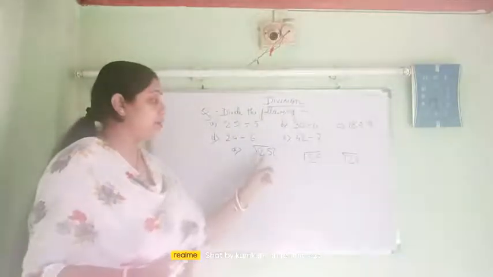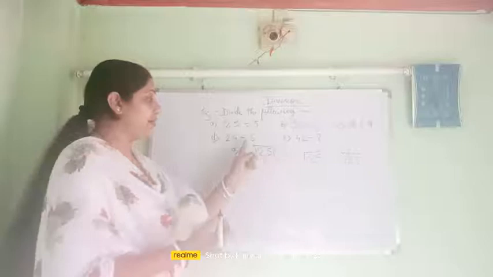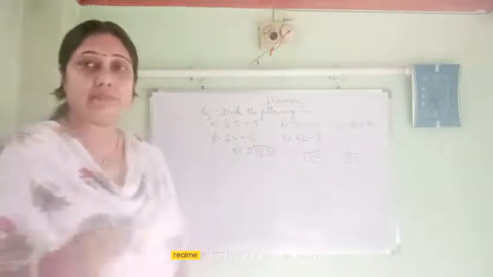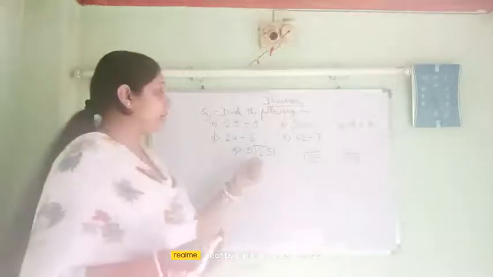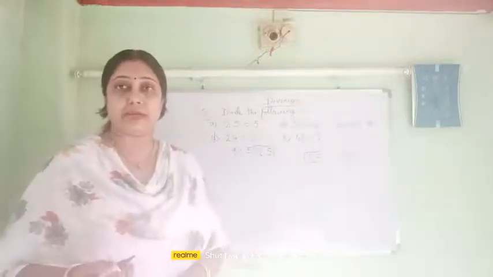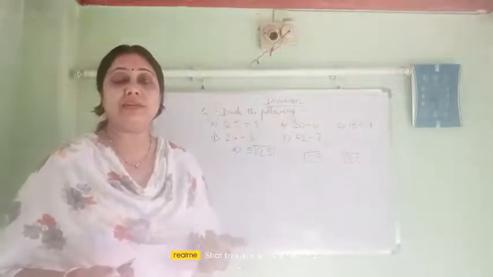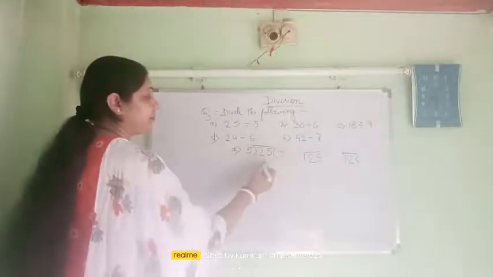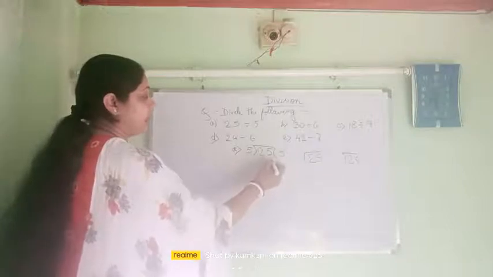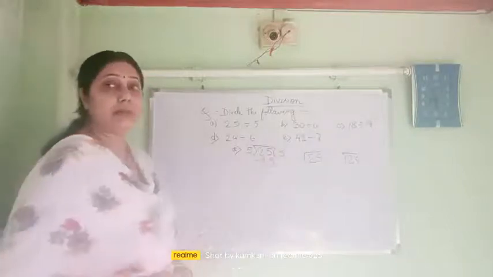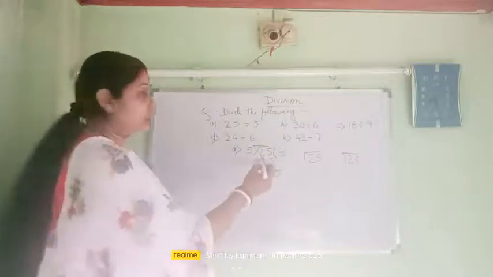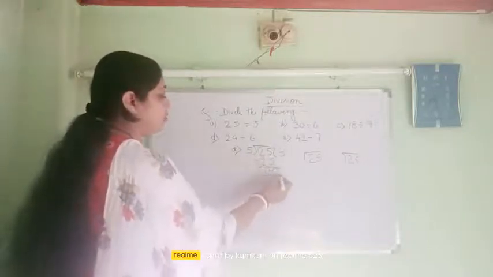Now the greater number 25, and the smaller number 5, you have to write to your left side. Now we will read the table of 5 until 25 is coming. We know 5 5s are 25. So I will write another 5 here and I am going to subtract it. 25 minus 5 is 0. 2 minus 2 is 0.